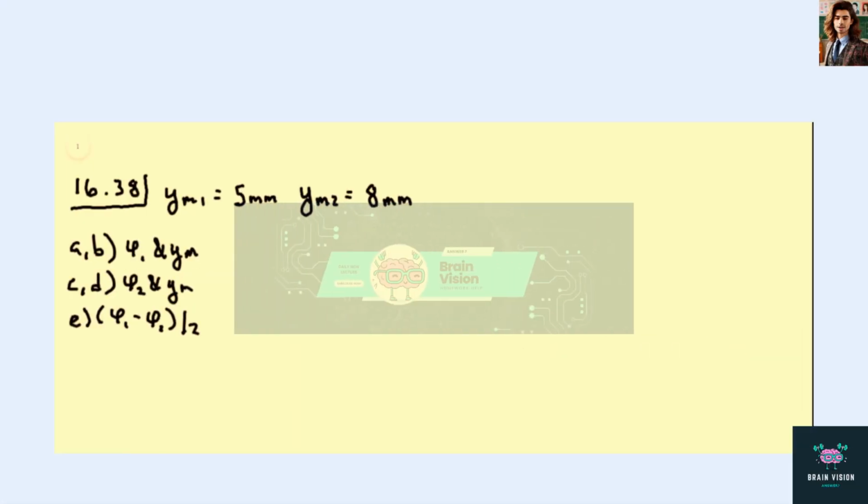16.38. So we have two sinusoidal waves of the same frequency sent along a string in the same direction. One of them has an amplitude of 5 millimeters and the other has an amplitude of 8. So we want to find the phase difference that results in the smallest amplitude of the resultant wave and what that amplitude is. We want the phase difference that results in the largest amplitude of the resultant wave and what that amplitude is. And we want to find what the amplitude is when the phase difference is equal to half the difference between those two.